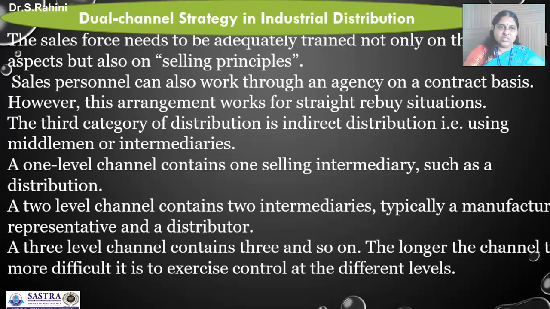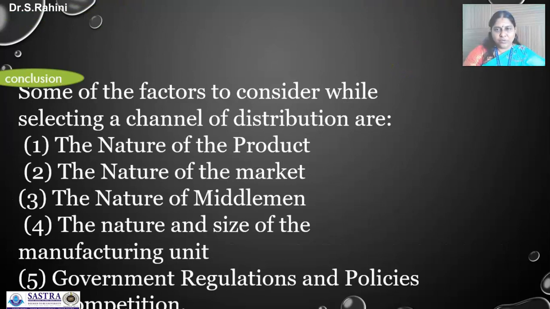So the companies going for channel selection for their products have to keep in mind these factors. Number 1 is the nature of the product. What is the nature of your product? Whether I can do it with a channel 1 direct distribution, or I have to appoint some agent, or I have to go with a distributor, or I can directly reach out to the market with a wholesaler, retailer and other channels.